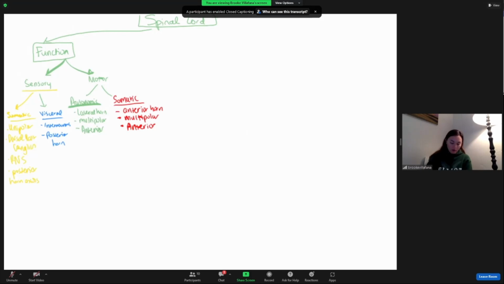Posterior horn for interneurons, visceral, interneurons, posterior horn. And again, these would be part of the CNS.